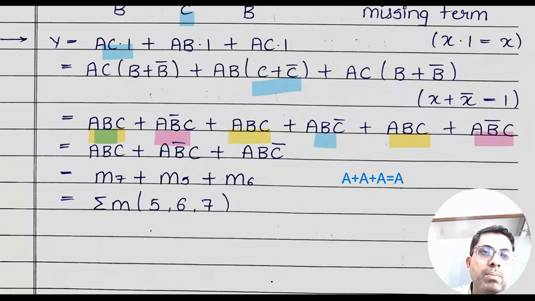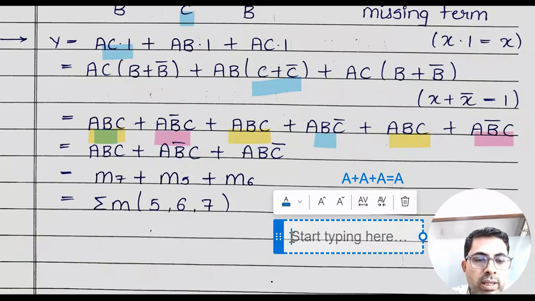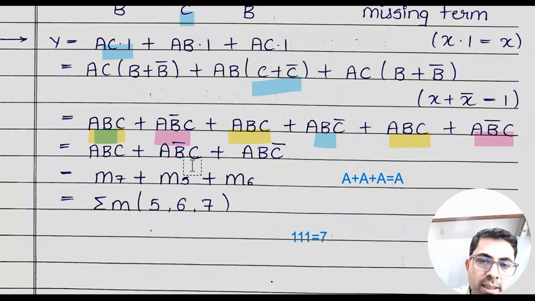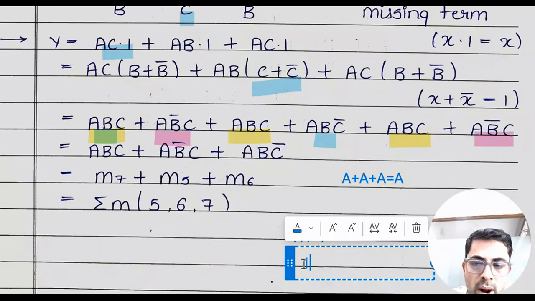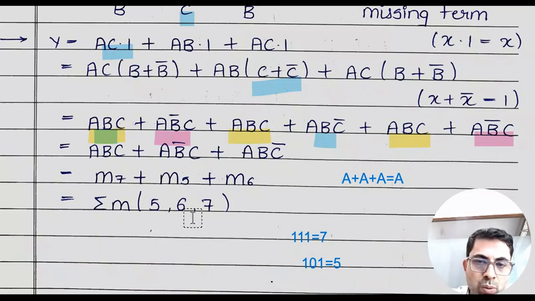Now how to write this as 5, 6, 7? What is the first term? Tell me. That is ABC. What I have told you: if there is no complement, what will come here? 1, 1, 1. So what is the value of triple 1? That is 7, right? Now what is this, AB bar C? It indicates 1, 0, 1. So what is the value of 1, 0, 1, student? That is 5. So I have written 7, here 5.